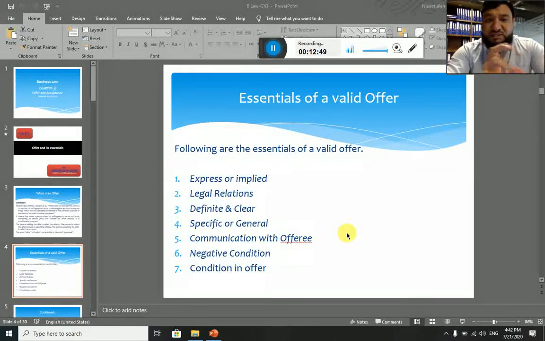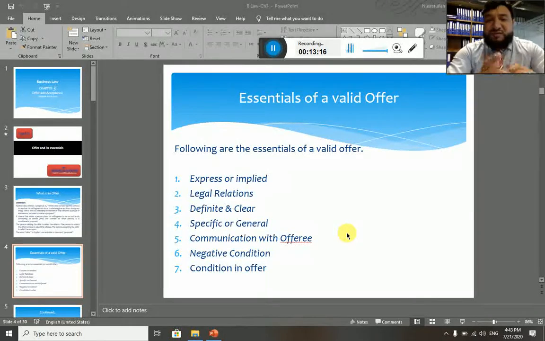So this offer is neither definite nor clear, because I said a motorcycle. What motorcycle? Is it a small motorcycle? Is it a big motorcycle? What is the cc of the motorcycle? What is the color of the motorcycle? What is the make of the motorcycle? It's not clear. The price is not clear. So this could not be a valid offer.